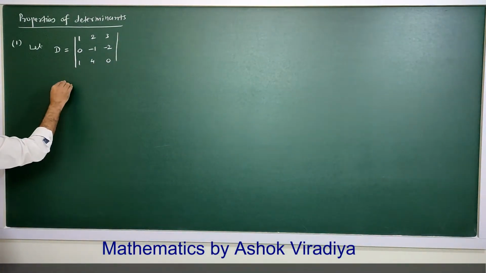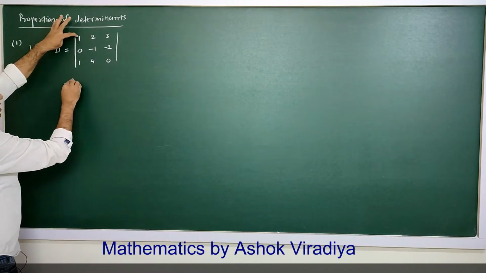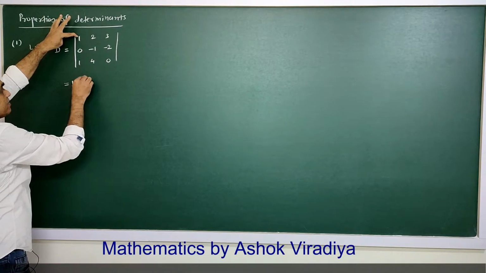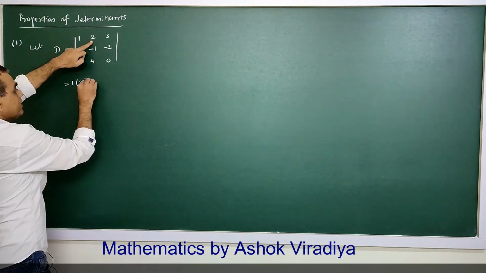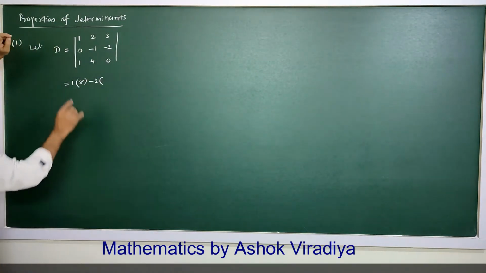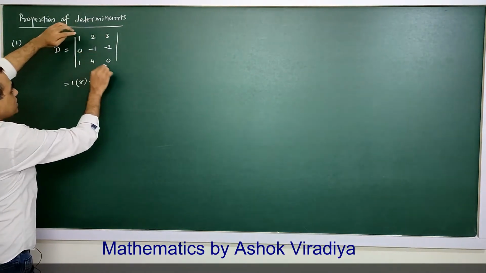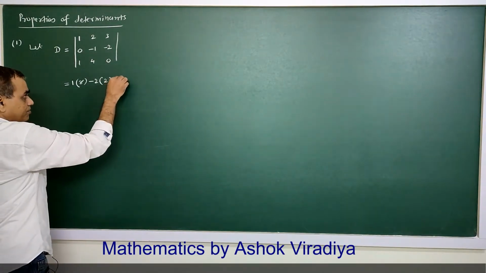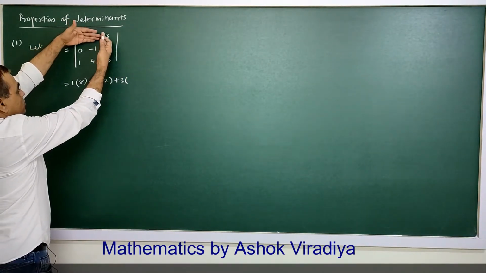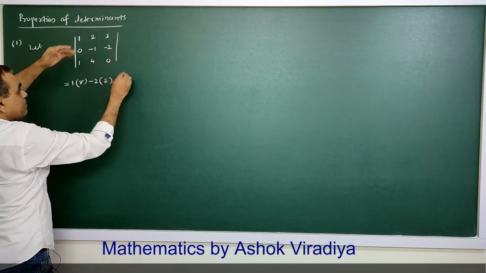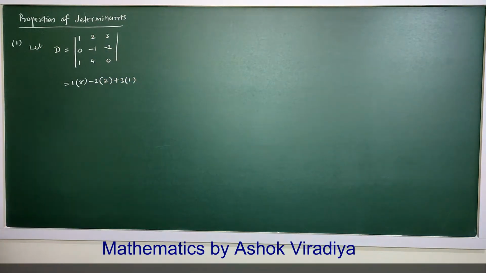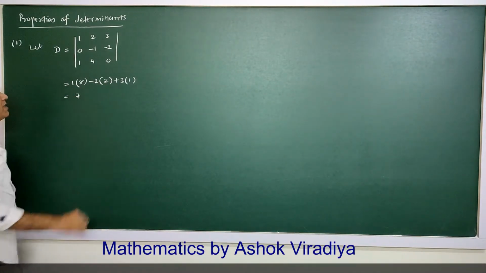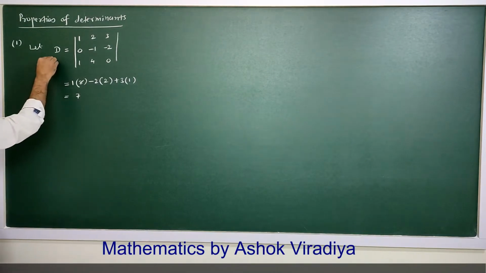Now, finding its value is 1 into 0 minus minus 8, that is plus 8, minus 2 into 0 minus minus 2, that is plus 2, plus 3 into 0 minus minus 1, that is plus 1. So this is 8 plus 3, 11, 11 minus 4, 7. Value of this determinant is 7.